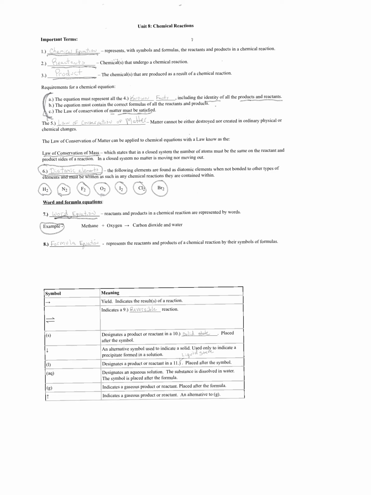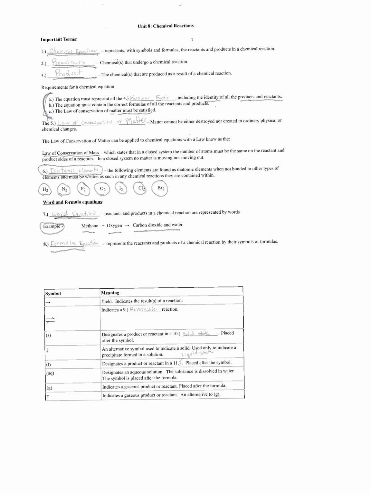So here's an example. Methane plus oxygen produces carbon dioxide and water. And this is a combustion reaction. So that's when you burn methane with oxygen, you produce carbon dioxide and water.